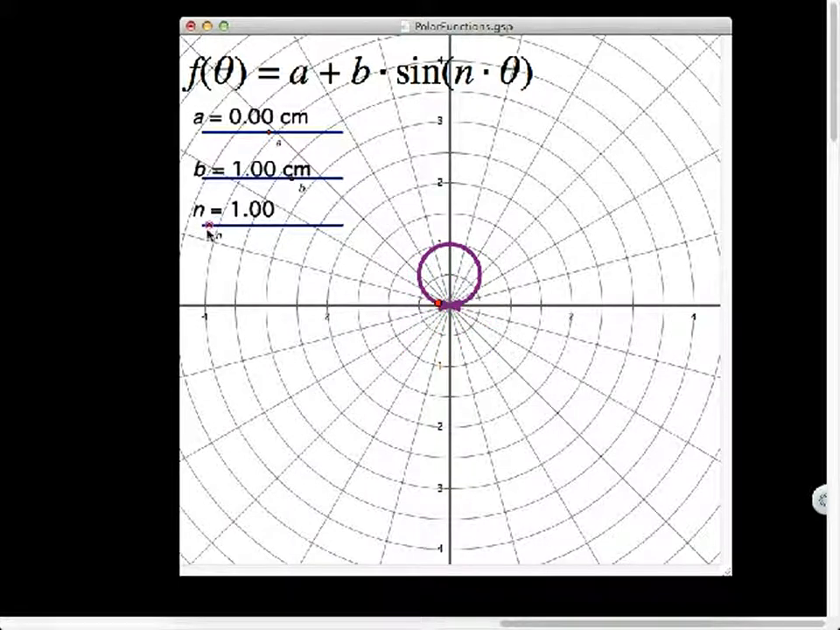For n = 1, I had 1 petal, if you want to think about it that way. So 2 is 4, 3 is 3, 4 is 8, 5 is 5 petals. What do you think is going on? It seems like when I have an odd n, the number of petals is the same as the odd number. Right, so 1 was 1 petal, 3 was 3 petals, 5 was 5 petals, 7 is 7 petals.